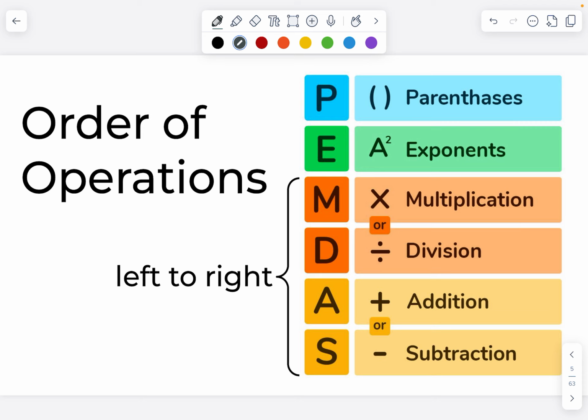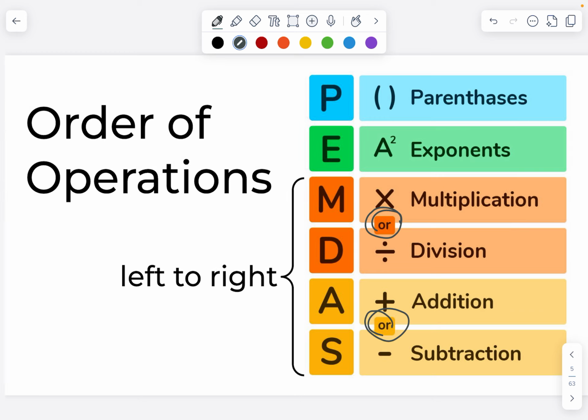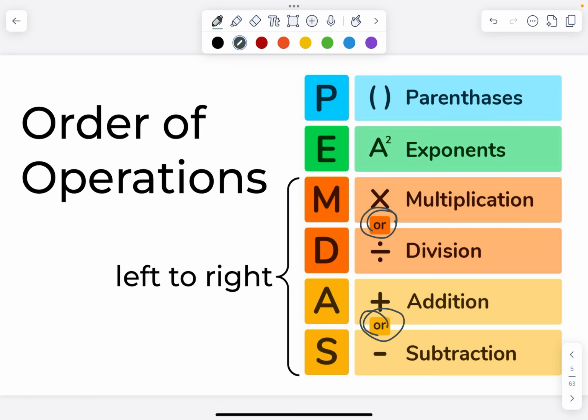And we always are going to start with our parentheses, okay? Anything inside the parentheses has to be simplified first before we can do anything else. If we have exponents, those come next. Then we have multiplication, and the key word here is or division. Then we have addition or subtraction, okay?